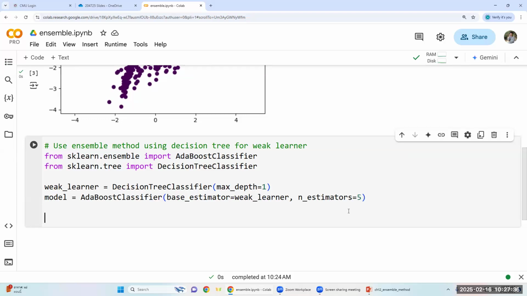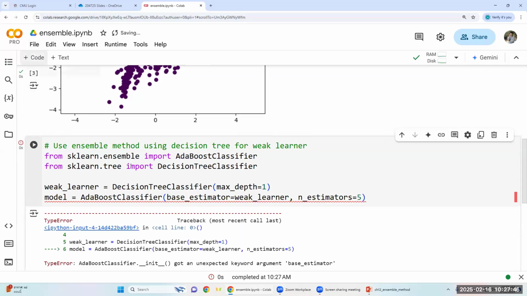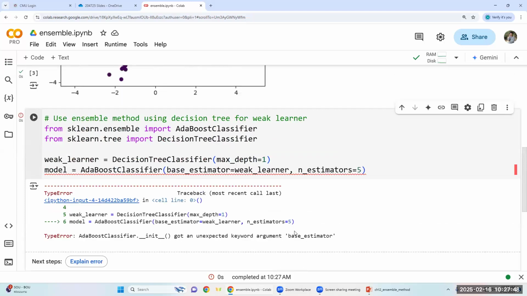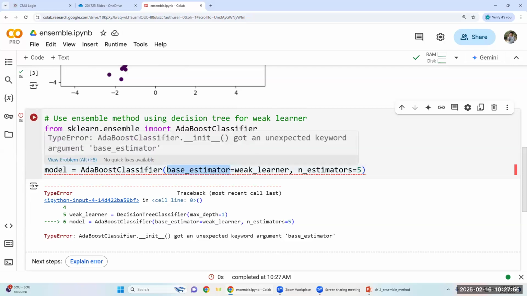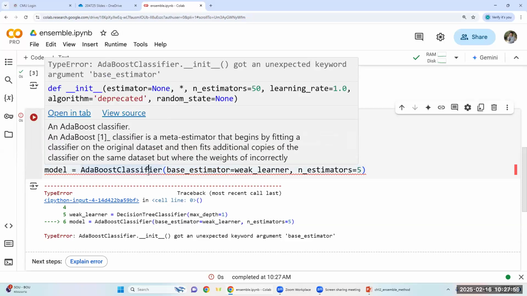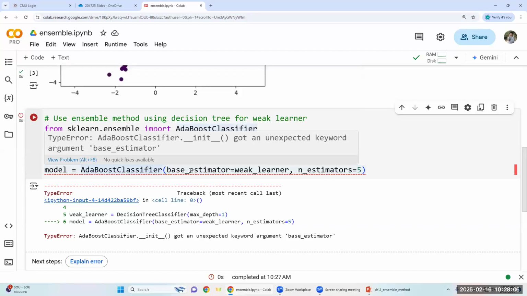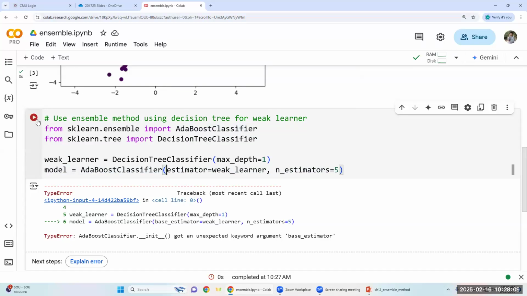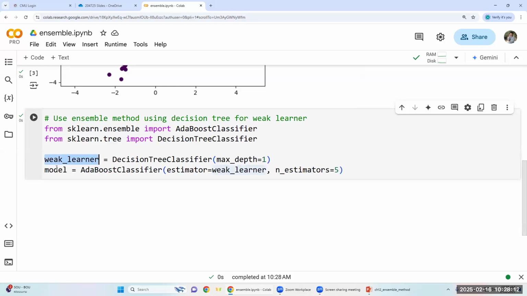I will show you first the weak learner if we use the weak learner alone. So we have this model and then the learner. Base estimator. Oh, there's no keyword. What is the keyword for base estimator? Oh, just estimator. There's no base. Okay, so we have the weak learner and then we have the model.